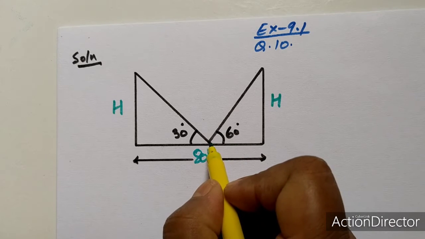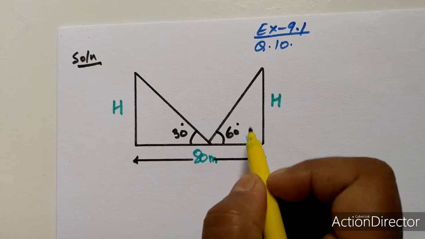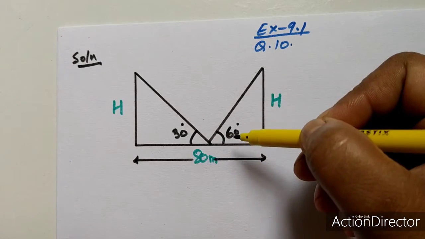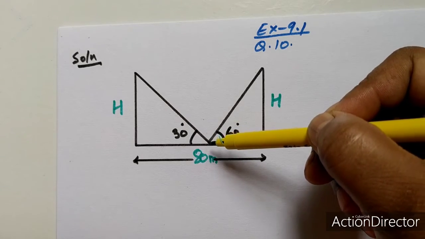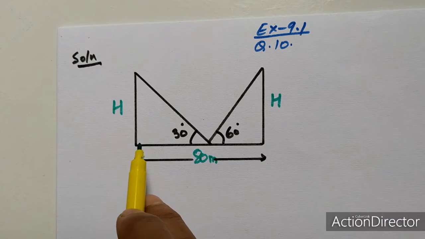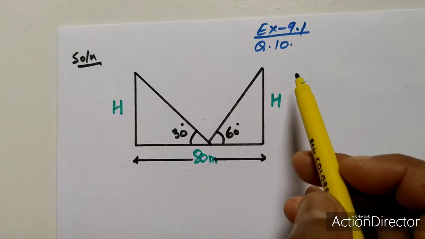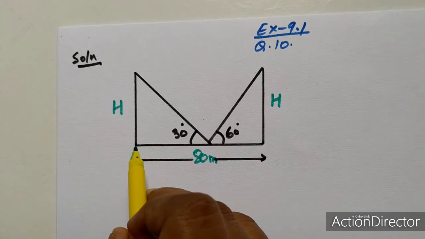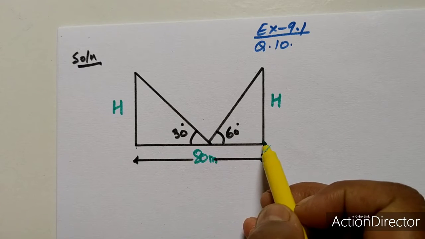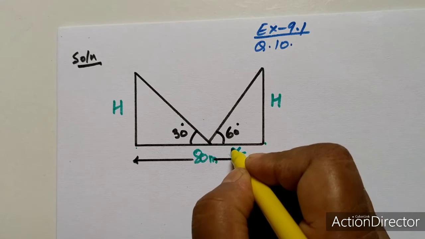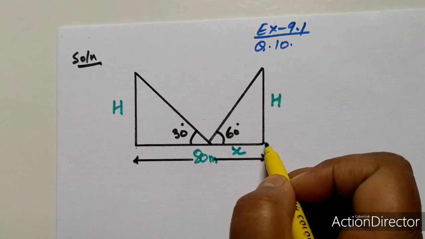with a point on between the two poles. The angle of elevation of one pole is 60 degree and the angle of elevation from the same point of the other pole is 30 degree. And they want to know the distance between this point and the poles, okay, and the height of the poles. That means we don't know the distance between this point and this pole as well as this point and the other pole. So let us suppose the first distance between the point and one pole is x.